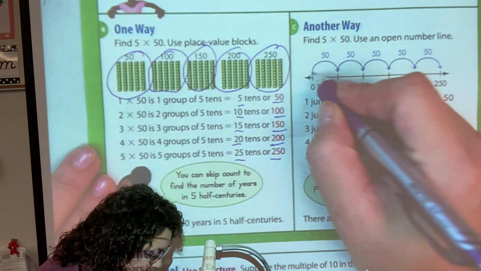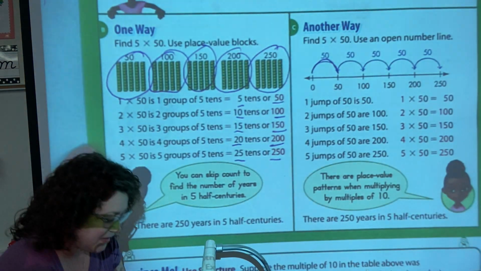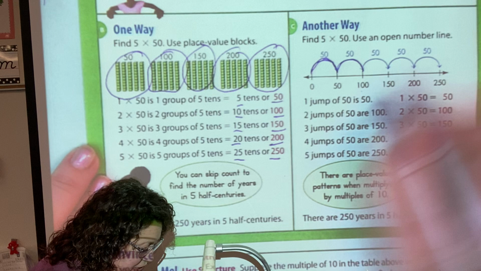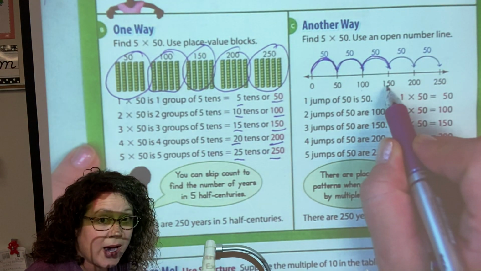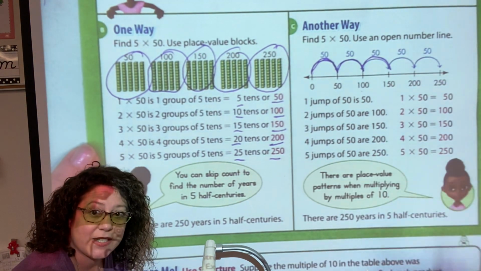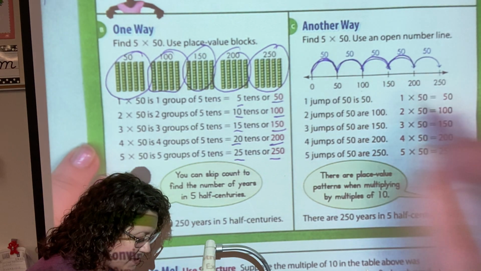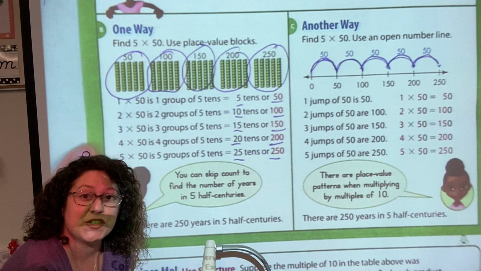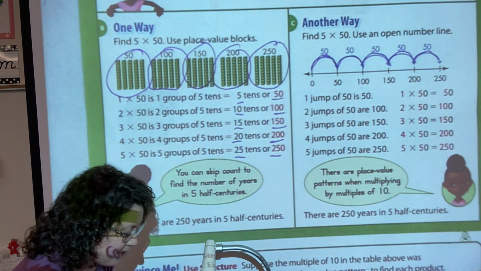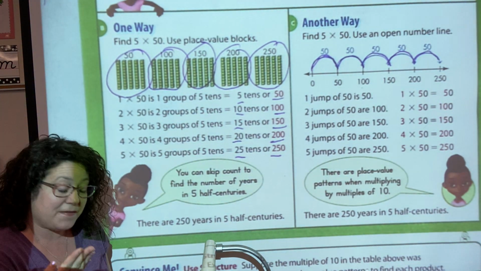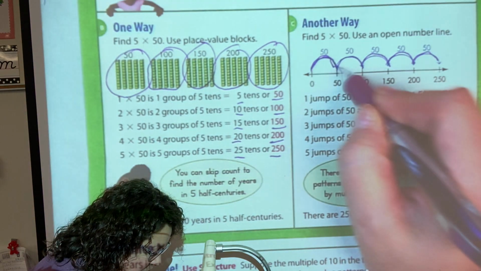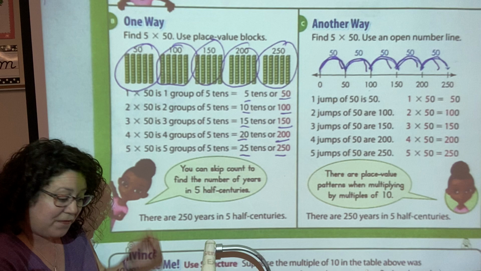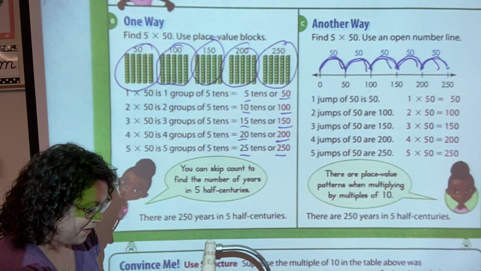Okay? So we go from, because half century is 50. So we go 1 jump is 50, 2 jumps is 100, 3 jumps is 150 because we add 50 to each jump. 4 jumps is another 50, so we're at 200. And 5 jumps, we're at 250. We made 5 jumps because it was 50 times 5. 1, 2, 3, 4, 5. And each jump was worth 50, so we ended up at 250 again.